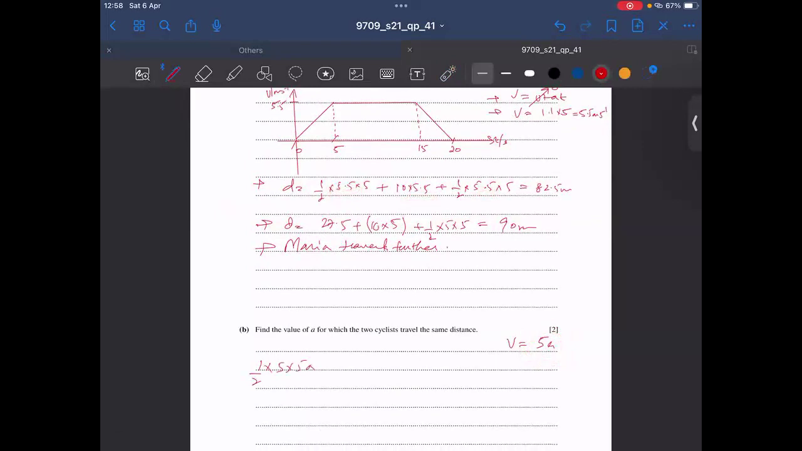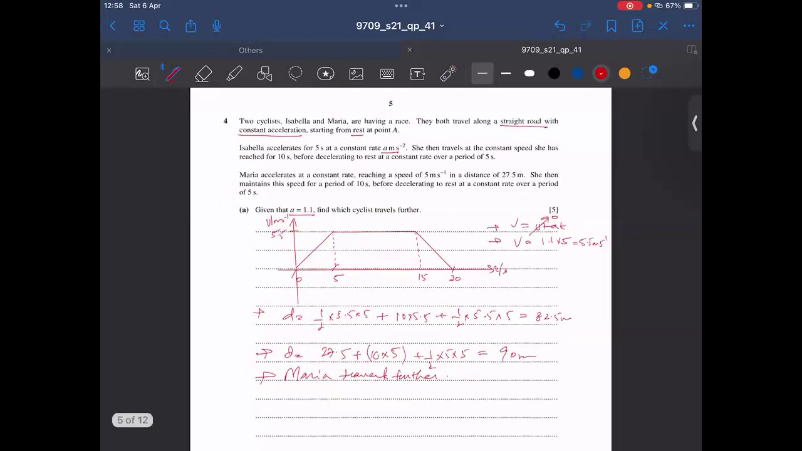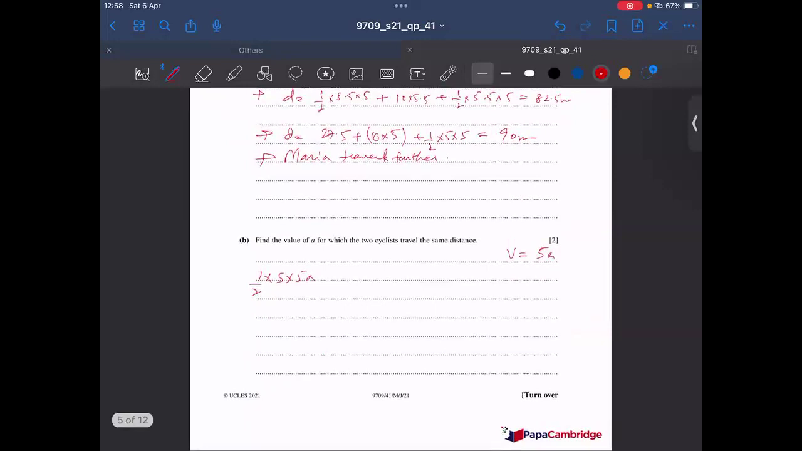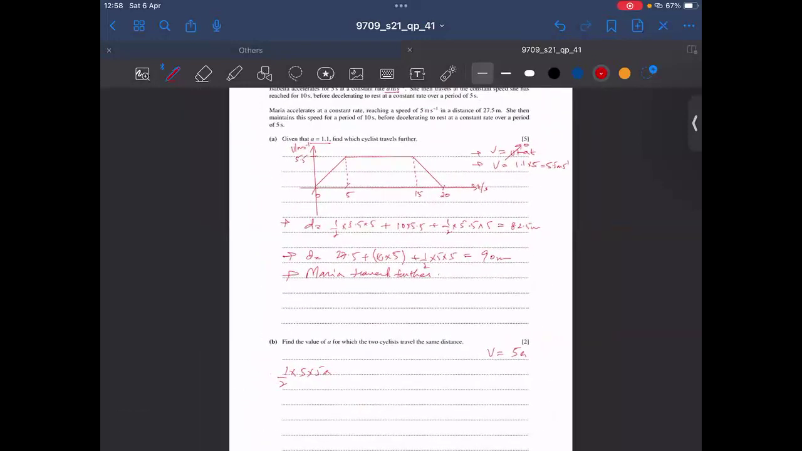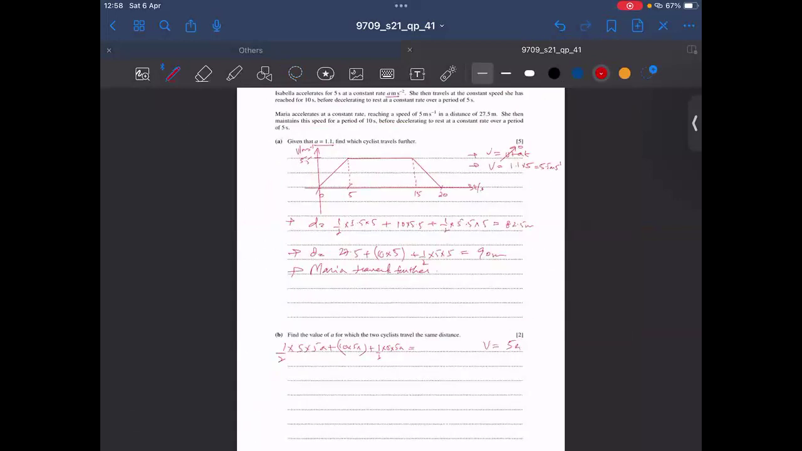The final velocity of Isabella. Half into 5 into 5A. And then I have 10 into 5A. Then I have half into 5 into 5A. I'm going to keep that equal to 90.